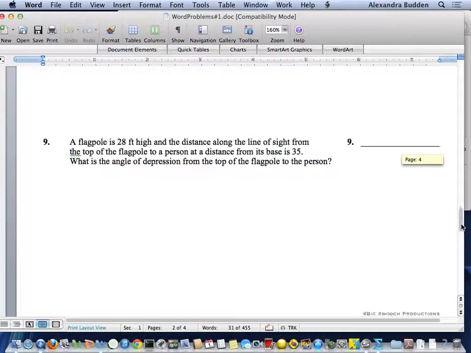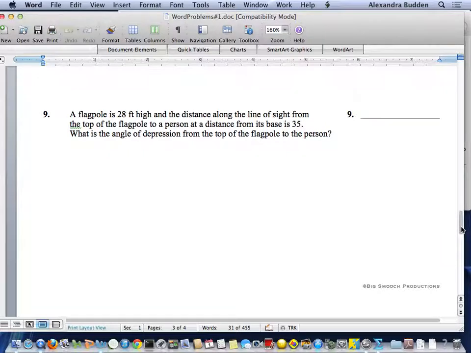Now I would like you to go to problem 9. This is the last one that we're going to do together. If you would please pause the video and try this problem on your own. Remember to draw yourself a figure and set up a ratio. When you've finished, come back and we'll go over it together.